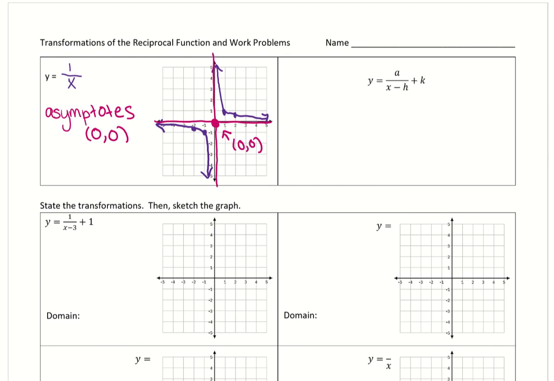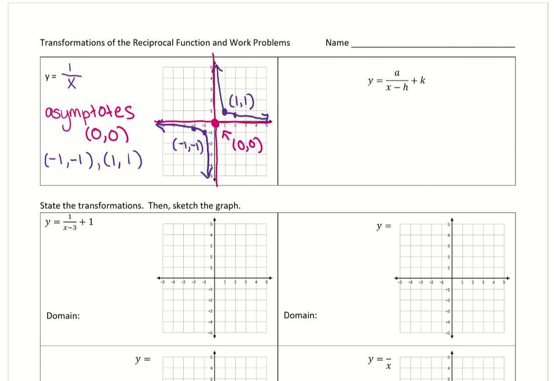We're also going to memorize 2 of our points, the easiest ones. We're going to memorize 1, 1 right here, and we're going to memorize -1, -1 right here. So if you can memorize these 3 points where your asymptotes intersect and then those key points, then you are going to be good to go when it comes to graphing these. So we're going to transform them now, and that means change them.